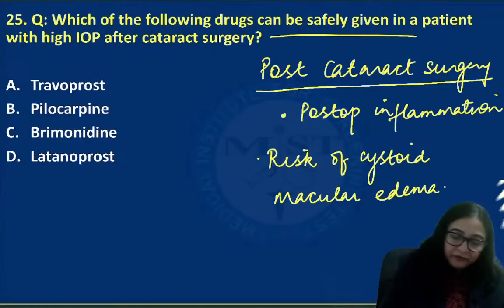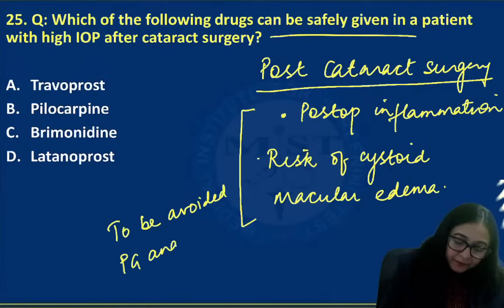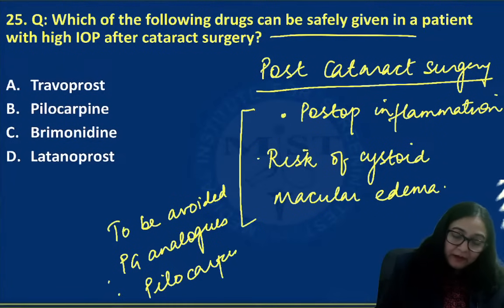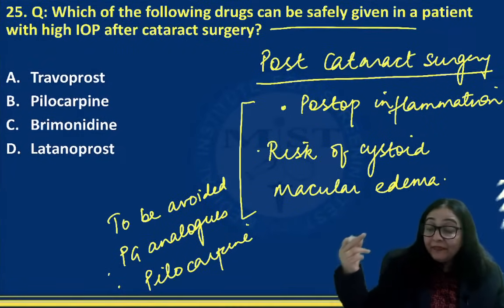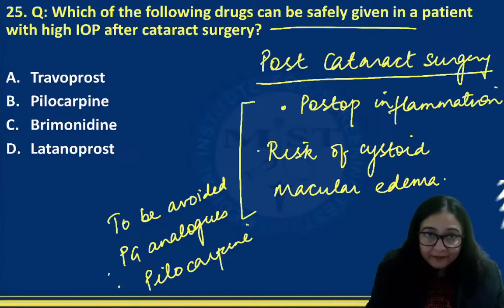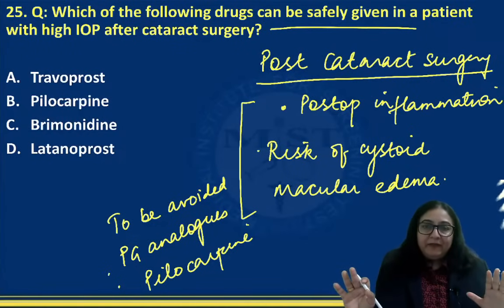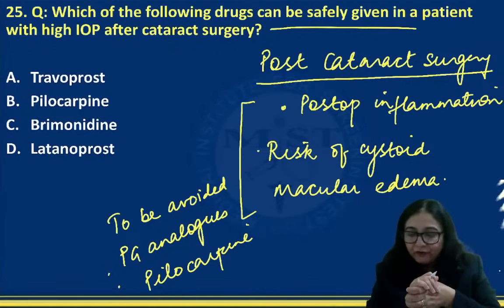The two drugs which you avoid are prostaglandin analogs and pilocarpine. Because if you remember, these are the drugs which increase the inflammation, and these are the drugs which also increase the risk of cystoid macular edema. So these should not be given, ideally. Other than that, you can give any of the drugs.